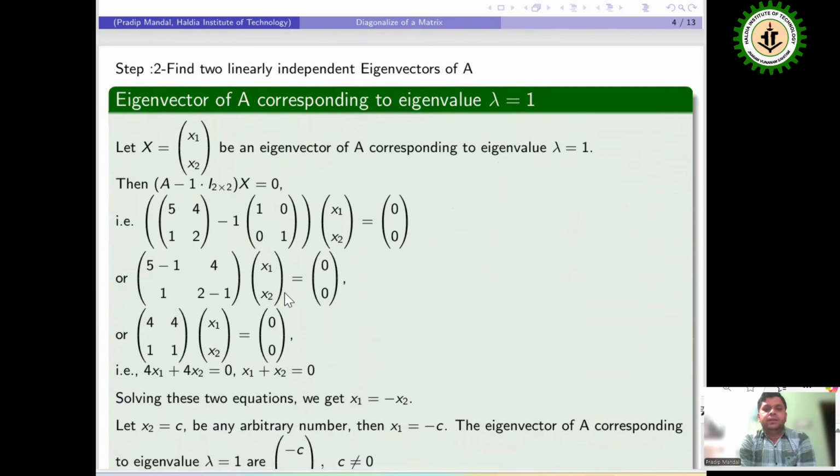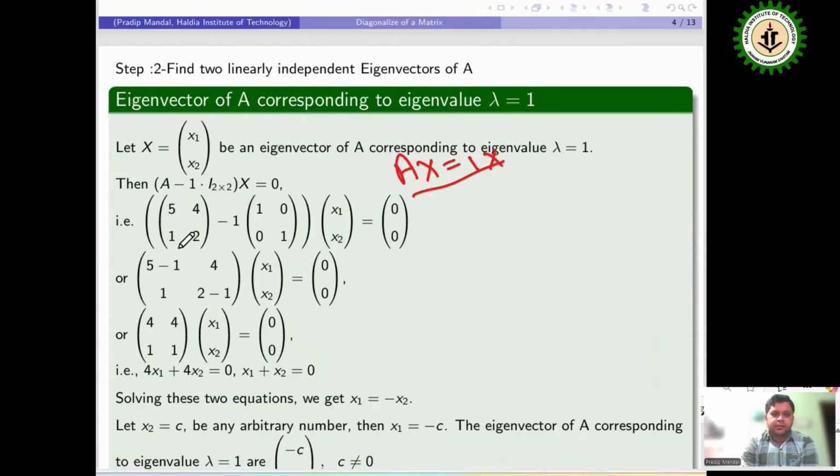Next, we calculate the eigenvectors of the matrix. First, the eigenvector of A corresponding to the eigenvalue lambda equals 1. Let x equals x1, x2 be the eigenvector of A corresponding to eigenvalue lambda equals 1. Therefore, for the eigenvalue condition, Ax equals lambda x, that means 1 times x. Then from this, we get A minus 1 times the identity matrix, times x, equals 0.